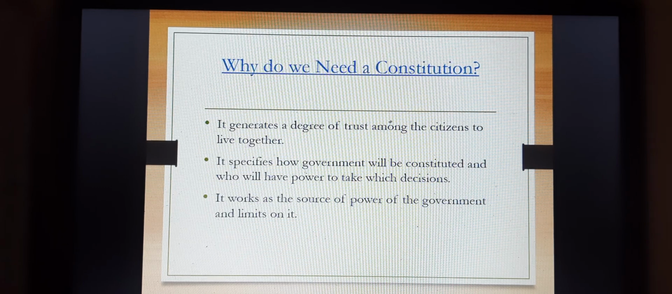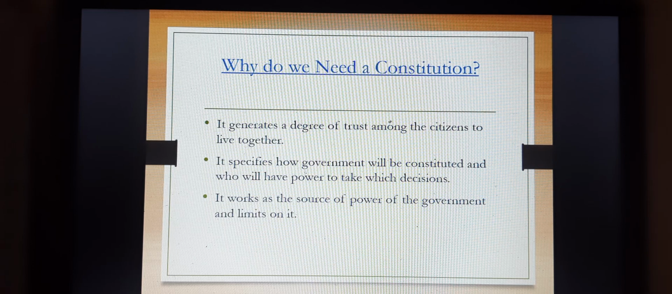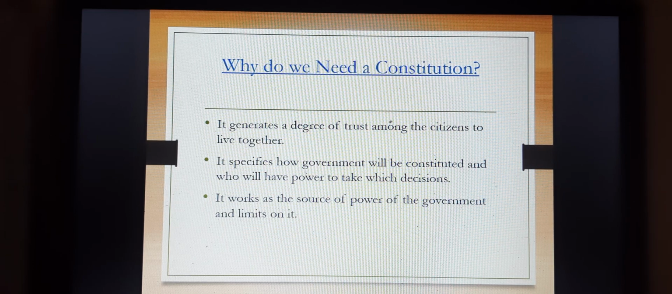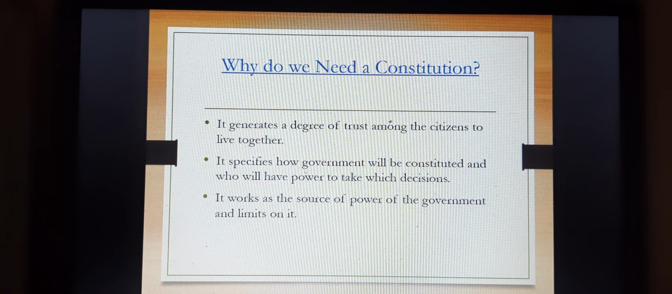Why do we need a constitution? It generates a degree of trust among the citizens to live together. It specifies how government will be constituted and who will have the power to take the decisions. It works as a source of power of the government and limits on it. Means constitution simply says how the government will be there, who will have the power to take decisions, and how the government takes the decisions; those rules are mentioned there. And it also acts as a source of power of the government, on the basis of which it makes rules and regulations and stops or limits any person from doing any wrong.